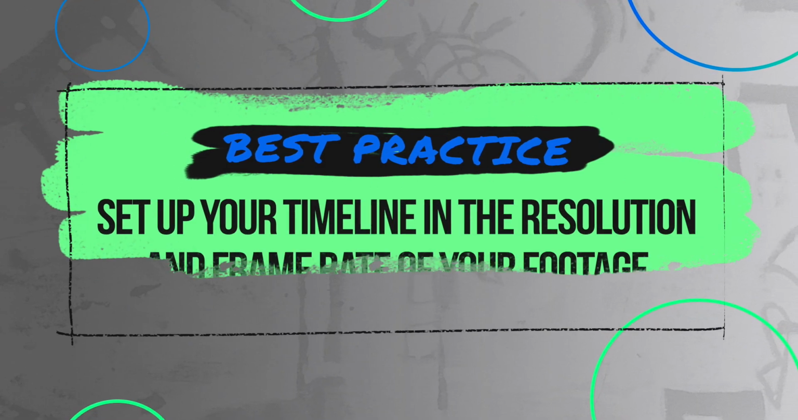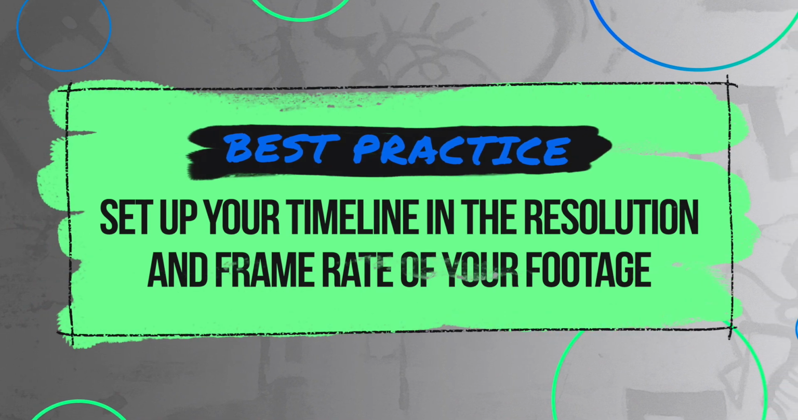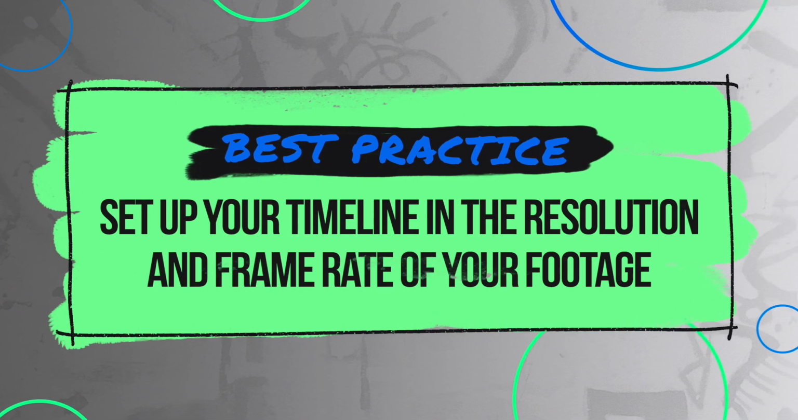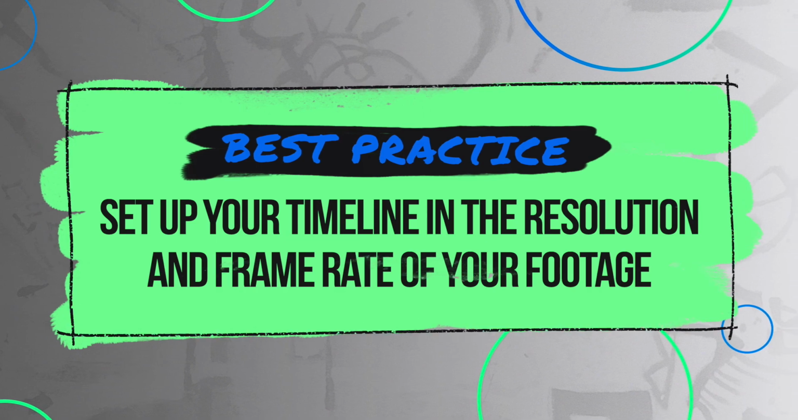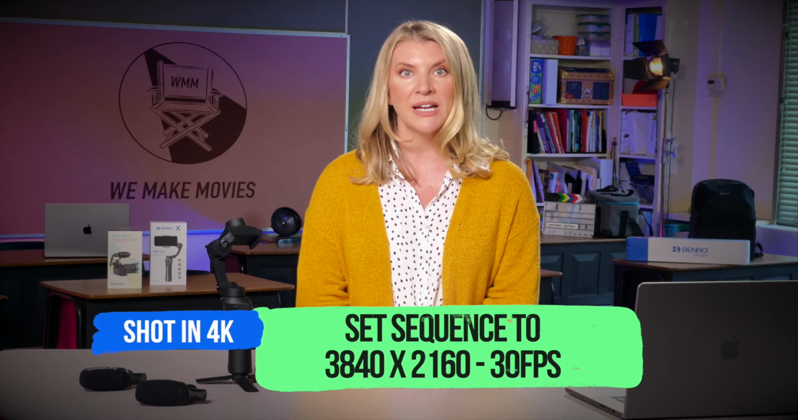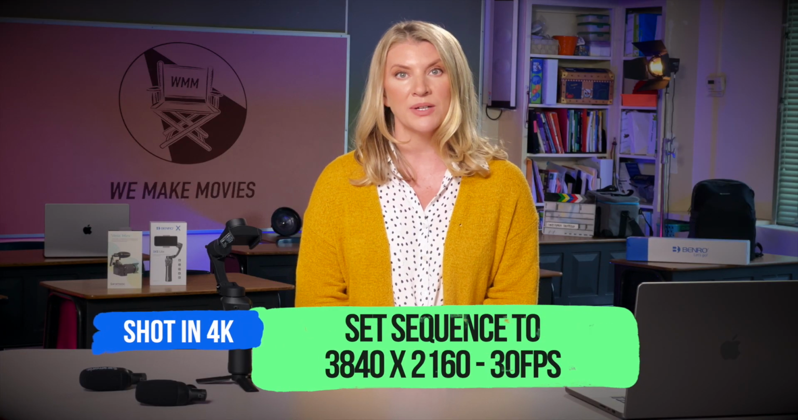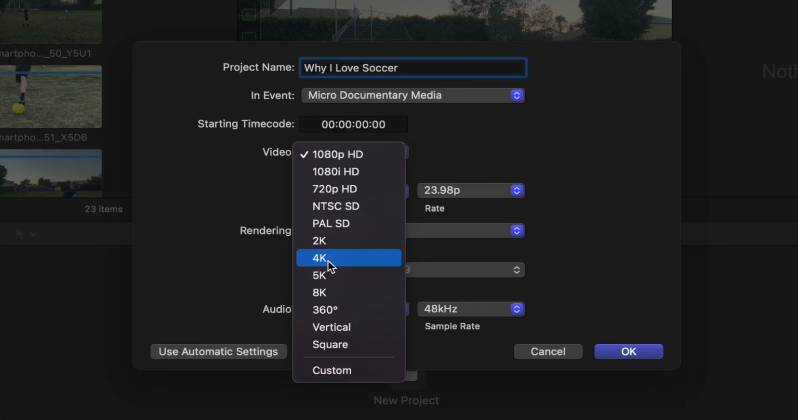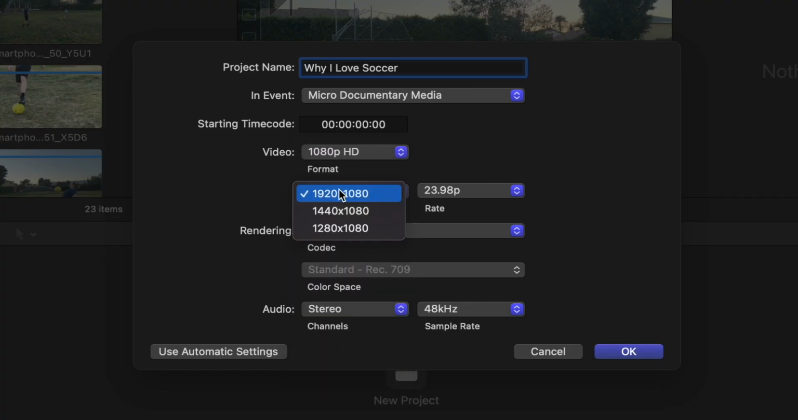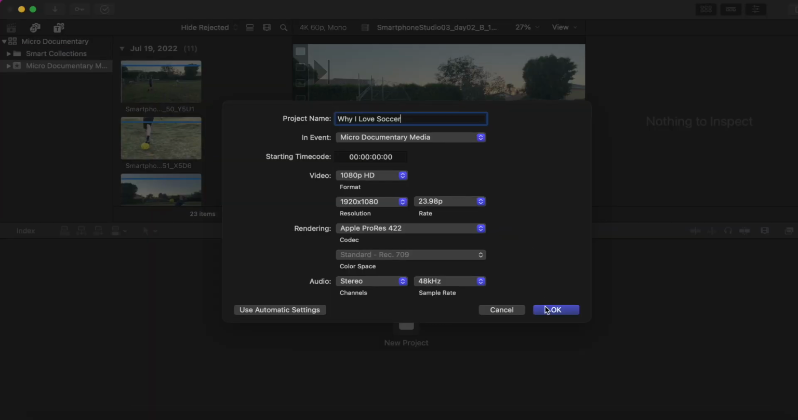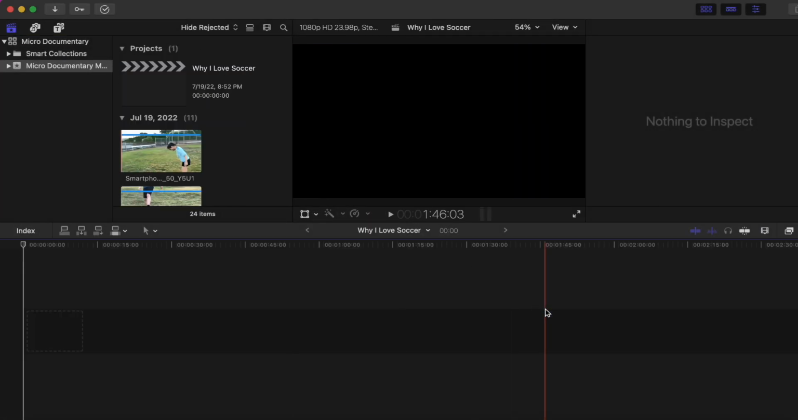The best practice is to set up your timeline resolution based on the resolution and frame rate you shot your interviews and B-roll in. If you shot in 4K, this would likely be 3840 by 2160 at 30p. If you shot in 1080, select 1920 by 1080. Once you have the correct settings, select OK to make your timeline.